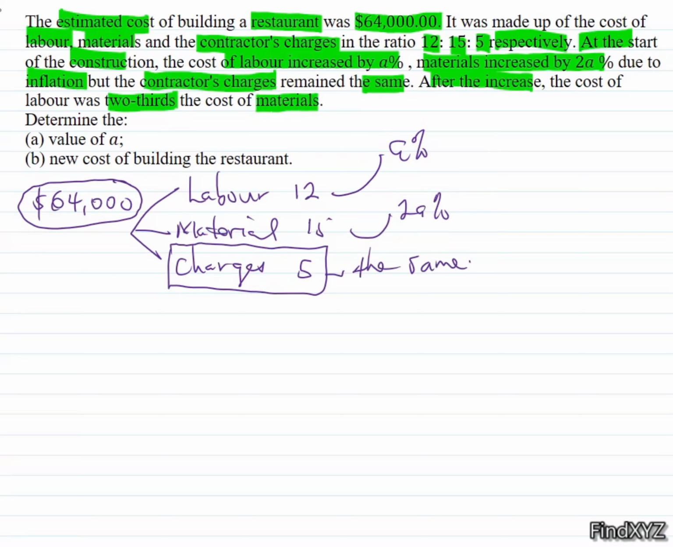Then after the inflation, we are saying that the cost of labor is, once you see "is", you bring equal sign, becomes 2/3, that is 2 out of 3 of the cost of material. So labor becomes 2/3 of the cost of material. So when you take 2/3 of material, you get labor. So let's start putting things together.